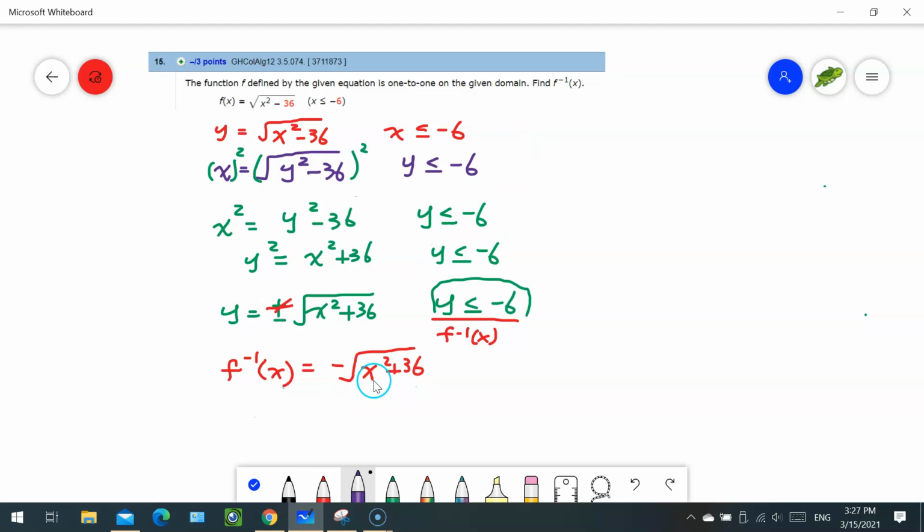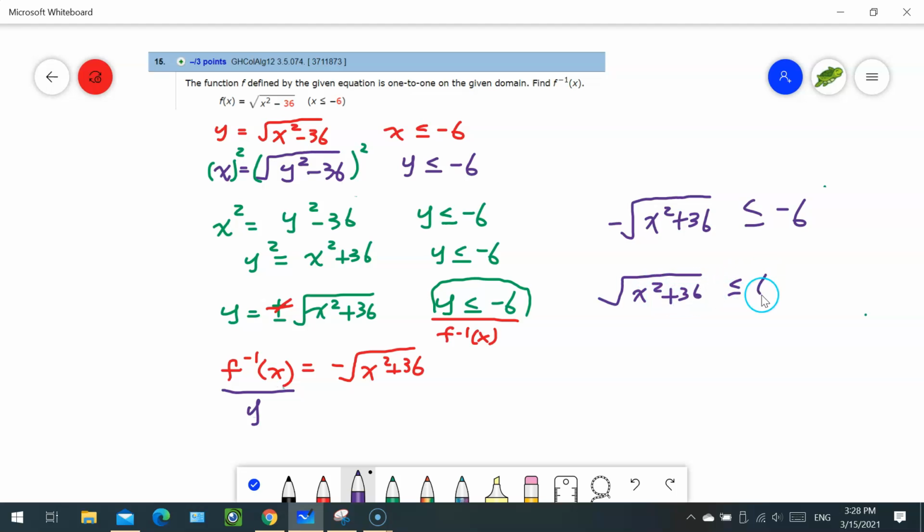Now we need to find the domain of the inverse function. Since the restriction here tells us y is less than or equal to -6, so this is a y, right? So I'm going to let the negative root x squared plus 36 be less than or equal to -6. Negative on both sides, we simplify it. So you're getting the positive root x squared plus 36 is less than or equal to 6.